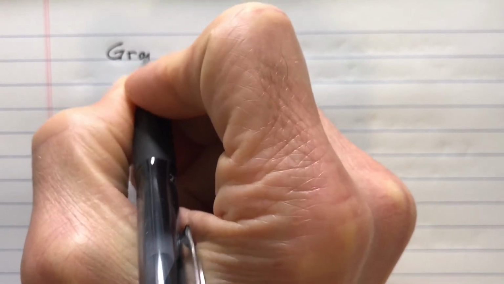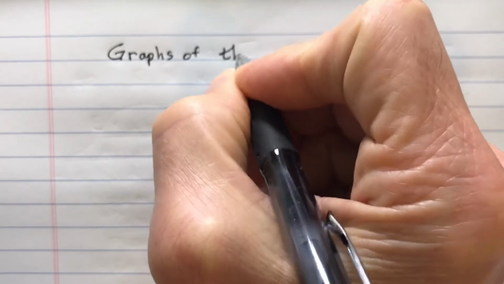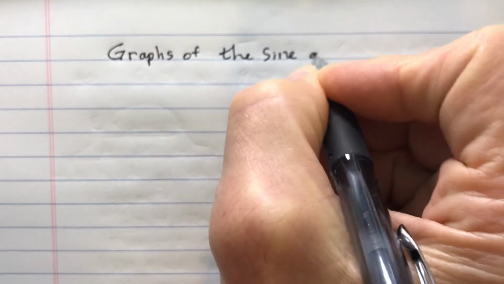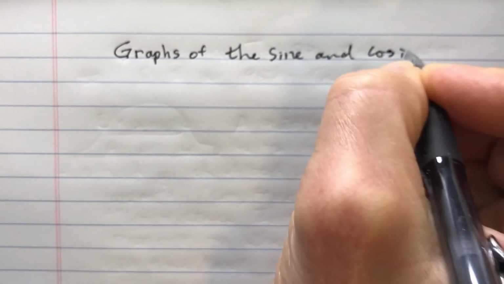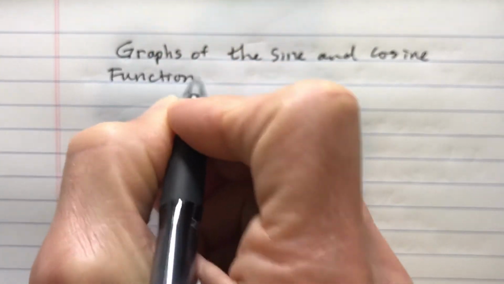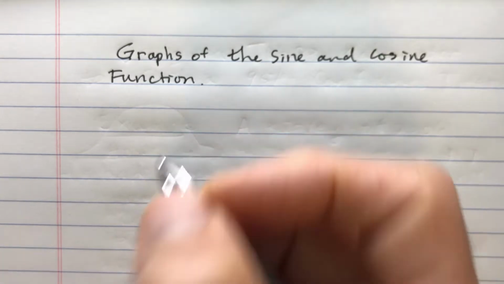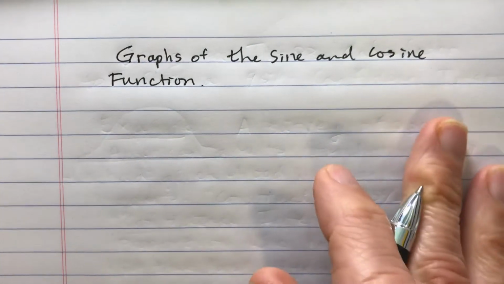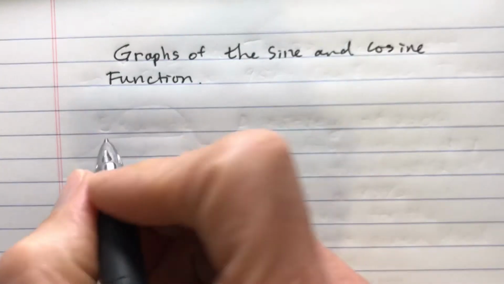Okay, so here we're going to look at the graphs of the sine and cosine function. And we're going to begin with the idea of a periodic function.